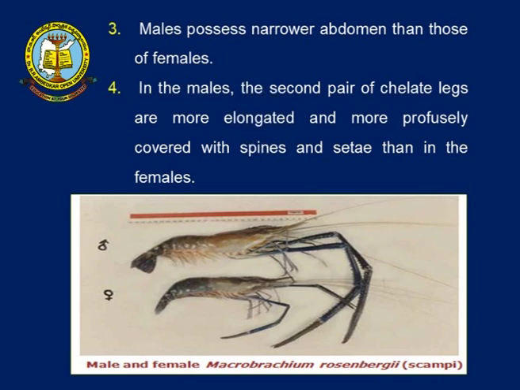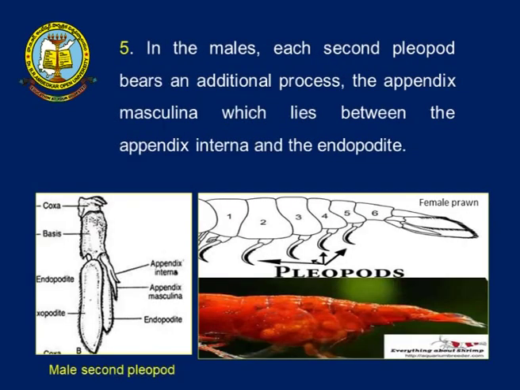In the male, the second pair of walking legs is a chelate leg, which is very long, but that is not so in the females, and they also have setae present on those legs. Then in the males, each second pleopod bears an additional process called the appendix masculina. So, here you can find there is an appendix interna and an appendix masculina. This is found only on the second pleopod of the males, which is not present in the females.